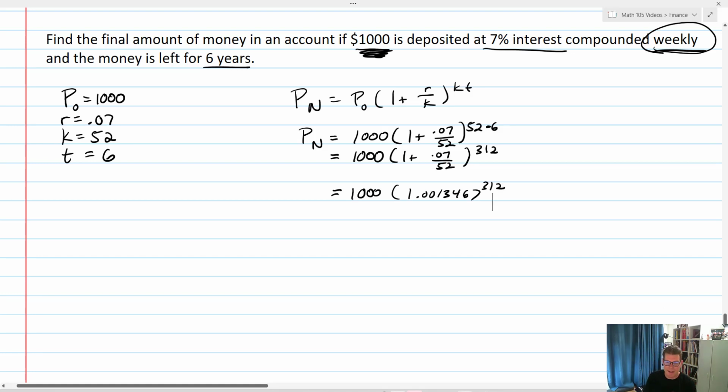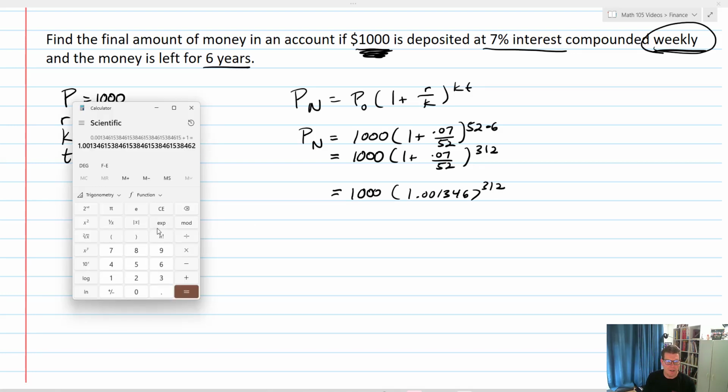Next up, I'm going to take this number to the 312th power because the exponents are next. So to the 312. So 1.522 or somewhere around there. We don't even need to put that in right now. We can just go and directly multiply now by the principal of $1,000. So times 1,000.